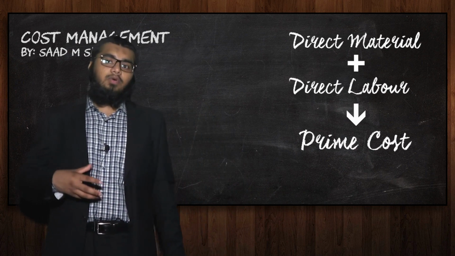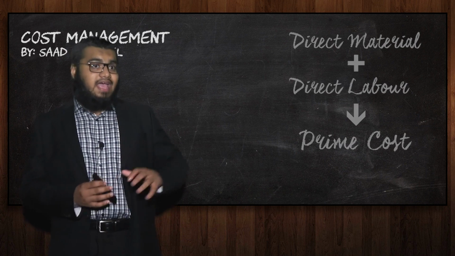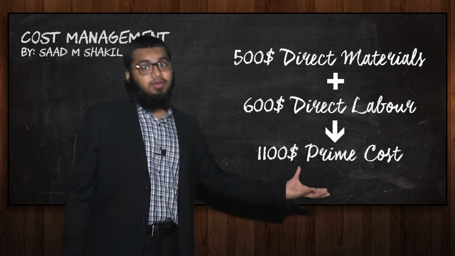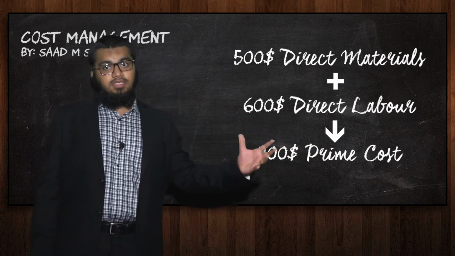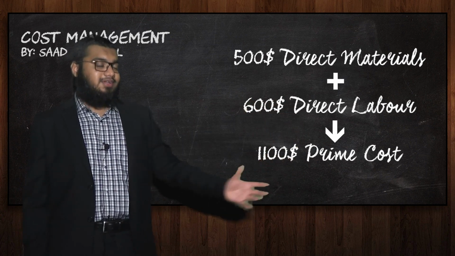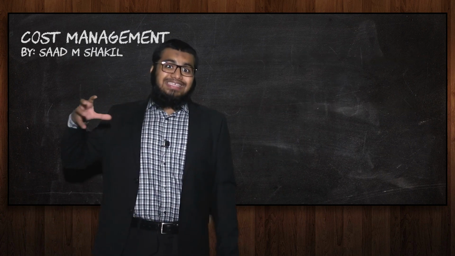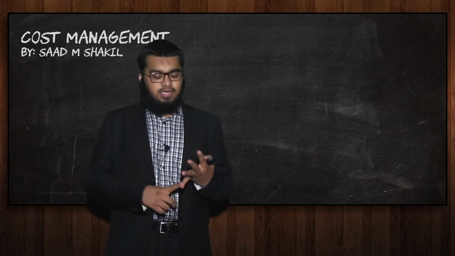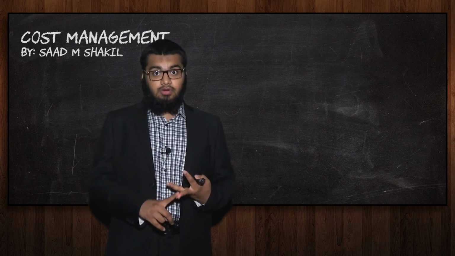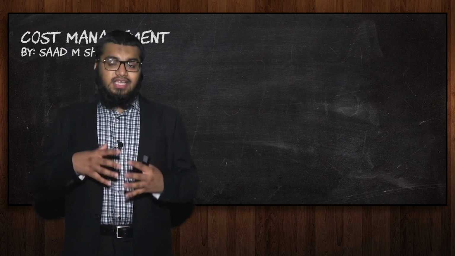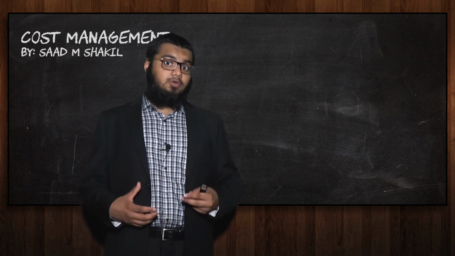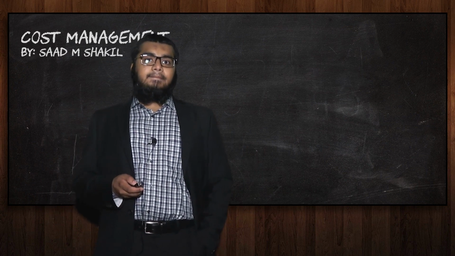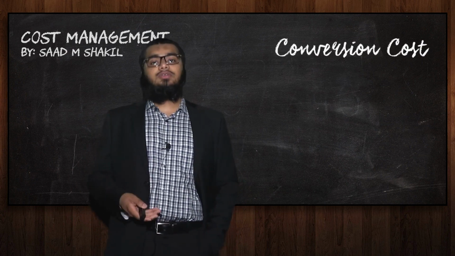So, if we say that in order to produce certain goods, there is a cost of $500 for direct materials, and another cost of $600 for direct labor, the prime cost becomes $1,100. You would notice what we're excluding from this calculation of cost is the indirect material, the indirect labor, and the other operating costs. These costs are not considered while calculating the prime cost, because we are considering only the direct materials and the direct labor.